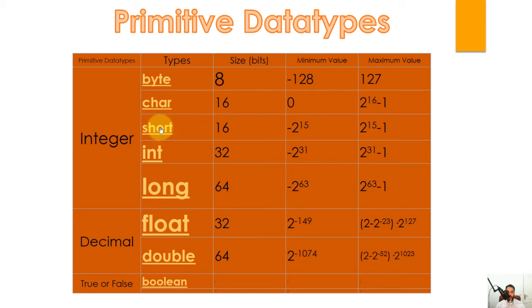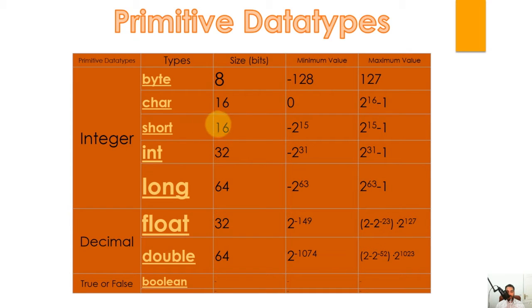Next, we have the short that I haven't shown you yet. So the short data type, it is again of type integer. So the size of a short data type is 16 bits, and the minimum value that it can hold is -2 to the power of 15, and the maximum value that it can hold is 2 to the power of 15 minus 1. So here, let me tell you that we've got also an unsigned integer.